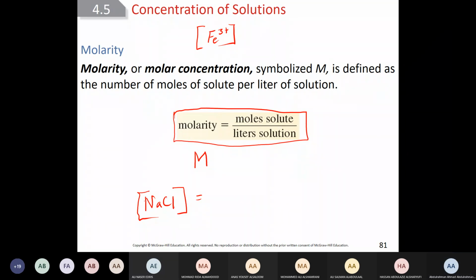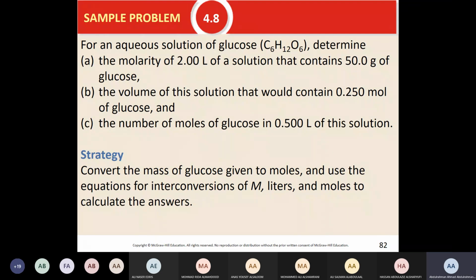Yes. Okay, good. Next, let's solve this problem. An aqueous solution of glucose, and the first thing I want you to do, very quickly, find what's the molar mass of glucose from the periodic table. Go to the periodic table, calculate it very quickly. 180.156. 180.2. Very good. Keep this in mind.